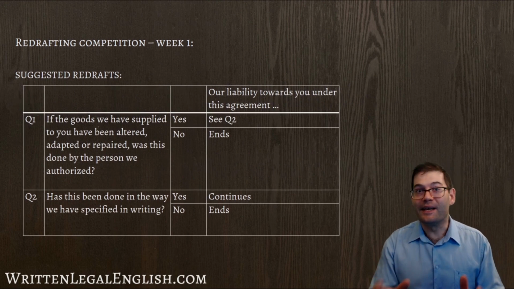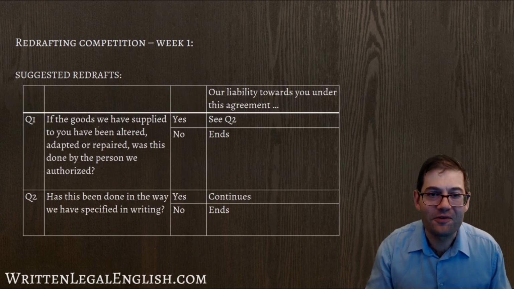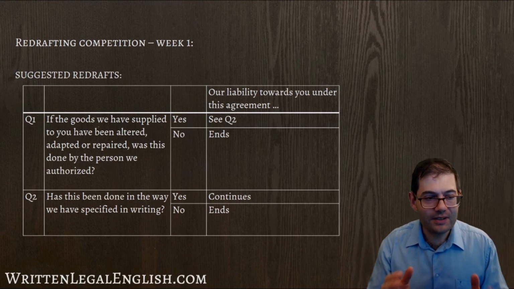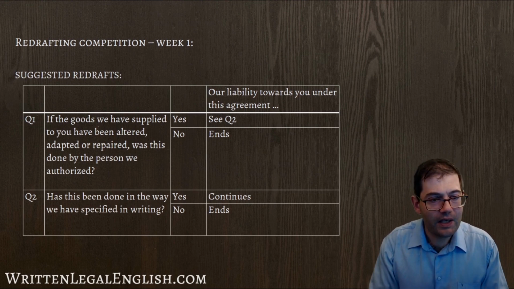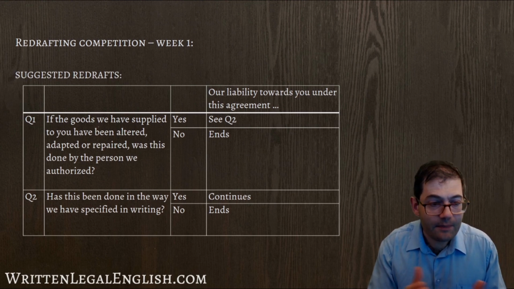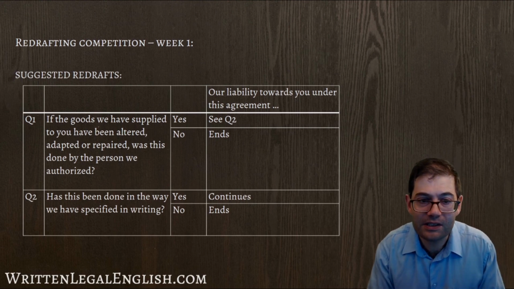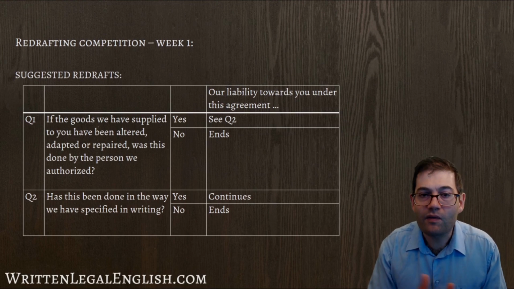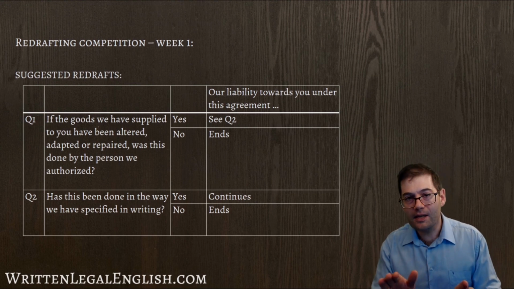Now, an easier way to show this information, if you're feeling brave, is to use a table like I've done right here. So you can see that there are two questions, and you start off with question 1. If the goods we have supplied to you have been altered, adapted, or repaired, was this done by the person we authorized? We've got 2 answers, yes and no. If it's yes, then we go on to question 2. If it's no, then we can see our liability towards you under this agreement ends.